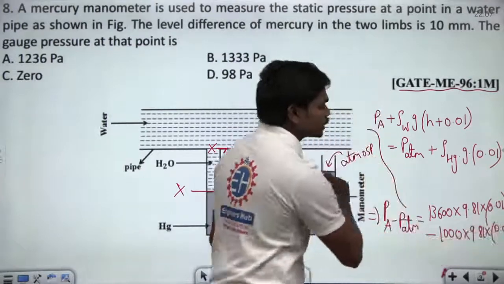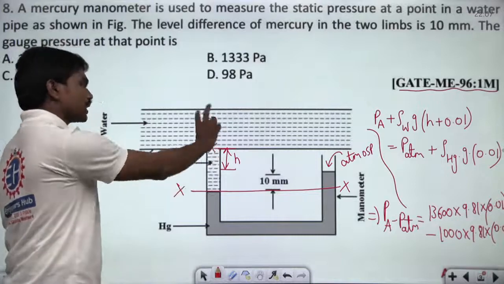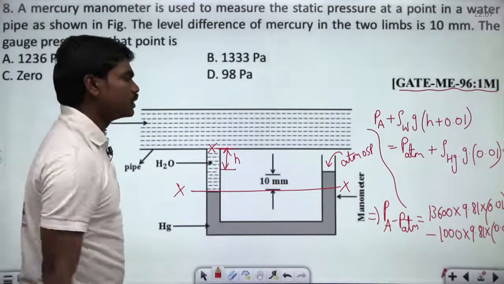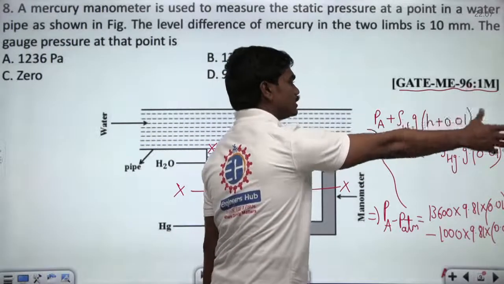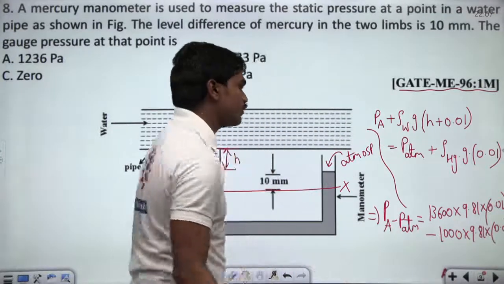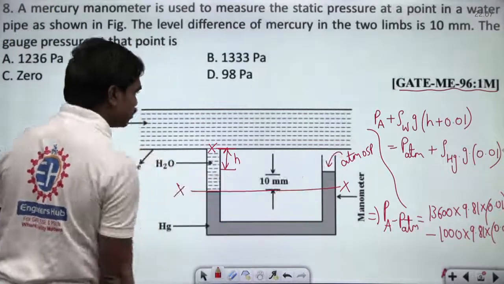So let us suppose if you are taking this value, because this H is generally very small when you compare to these columns and this pipe diameters and all. So let us suppose you are neglecting this H value because it's not given. So that small difference, when you compare, means this density of Hg is 13.6 times the density of water, and generally if this H is very small, if you assume this, so 1260 into 9.81 into 0.01.